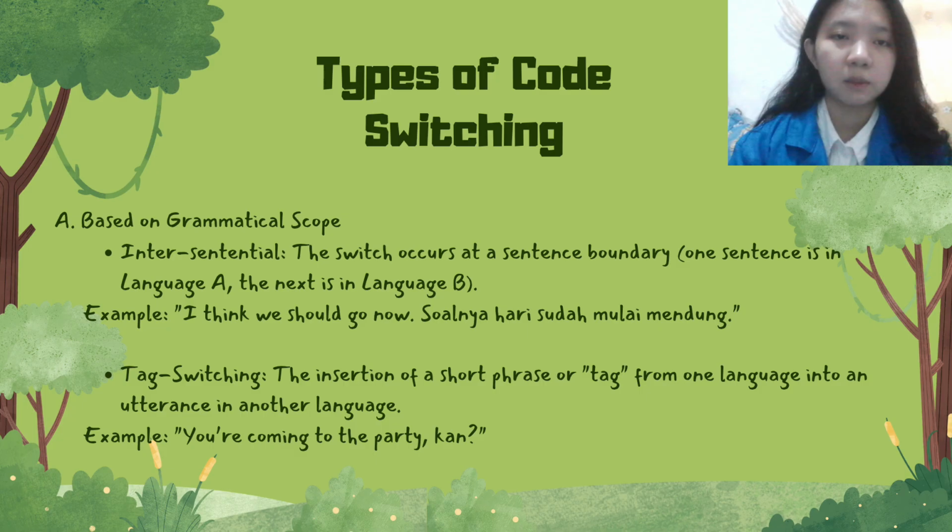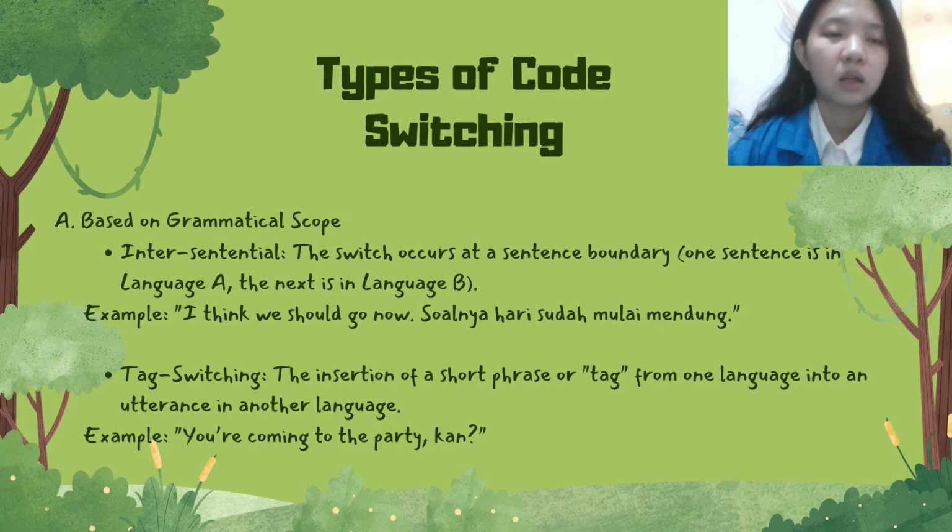Here are some types of code switching. A. Based on grammatical scope. The first one is intersentential. The switch occurs at the sentence boundary. One sentence is in language A, the next is in language B. For example, "I think we should go now. Soalnya hari ini sudah mulai mendung." Tag switching: the insertion of a short phrase or tag from one language into an utterance in another language. Example, "You're coming to the party, kan?"